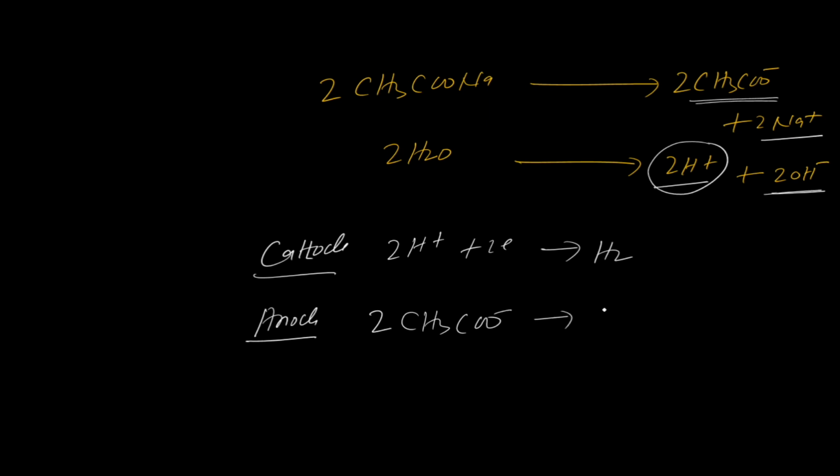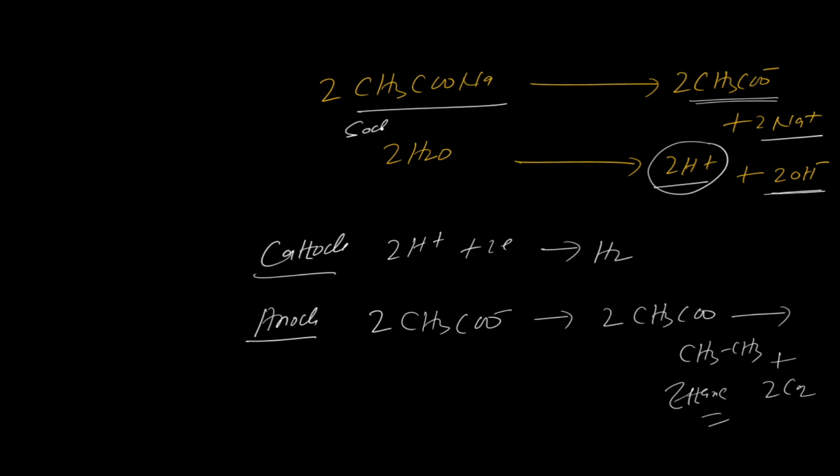It will come to the unstable stage, CH3COO, and it will give CO2 out. Two molecules of CO2 come out, and the two CH3 will get attached with each other to form ethane. So ethane is formed when we take sodium acetate. Keep in mind, the alkane is formed at the anode.